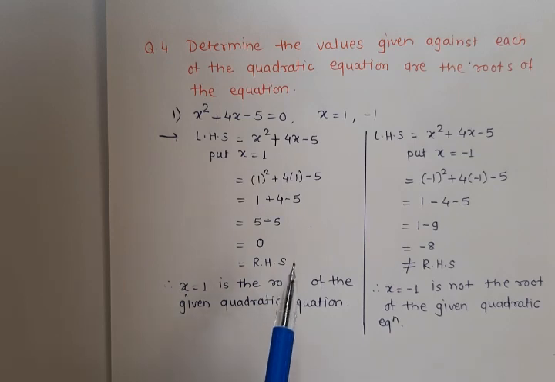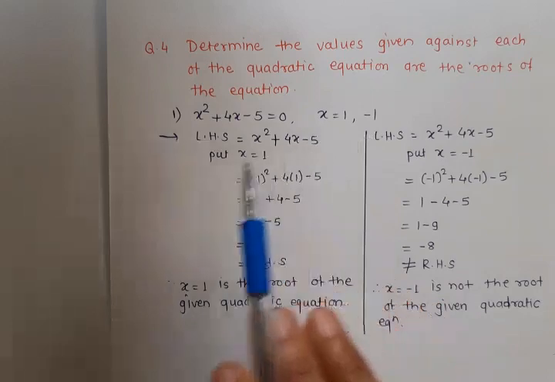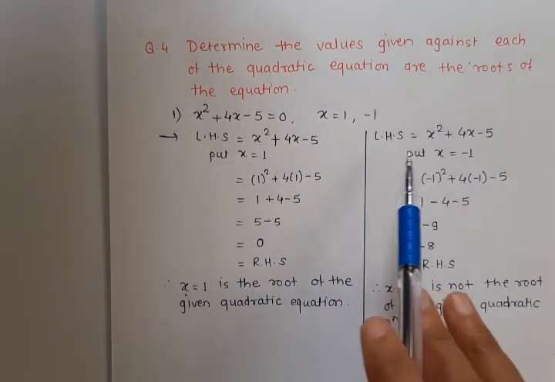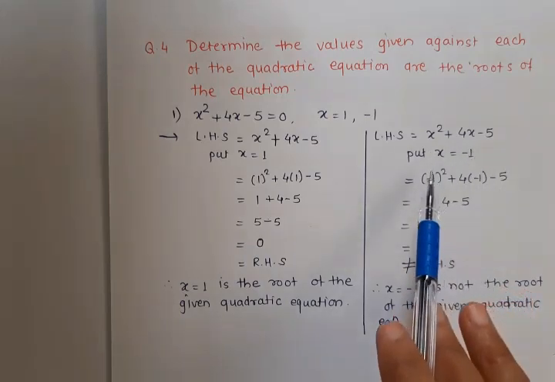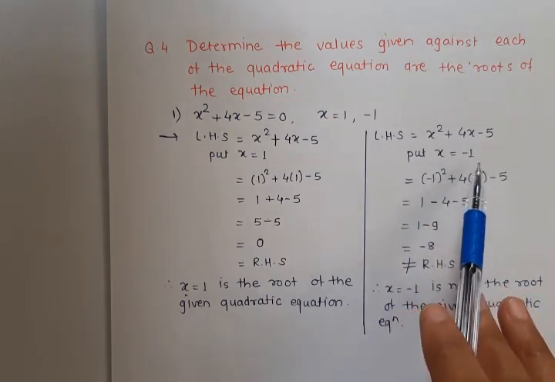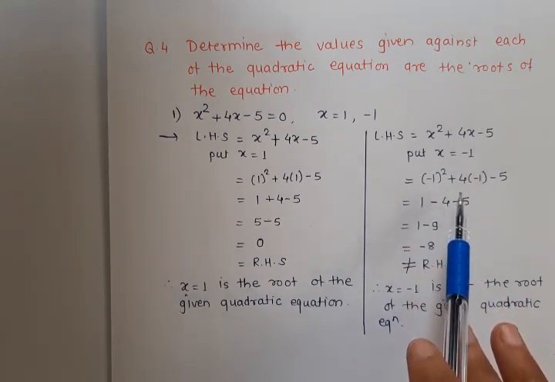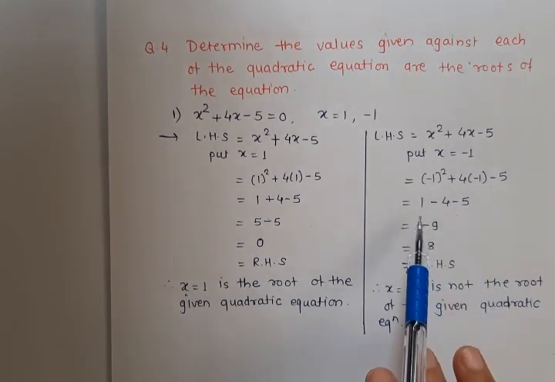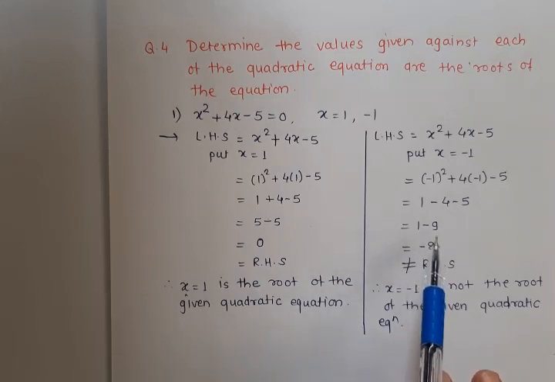Now there is one more value of the variable given, that is minus 1. This value we have to put in the same equation. So again we write the LHS, left hand side, x square plus 4x minus 5. Substitute the value x equals minus 1 in our equation. After substituting we'll get minus 1 square plus 4 into minus 1 minus 5. So here 1 minus 4 minus 5, that means 1 minus 9, then we'll get the answer minus 8.